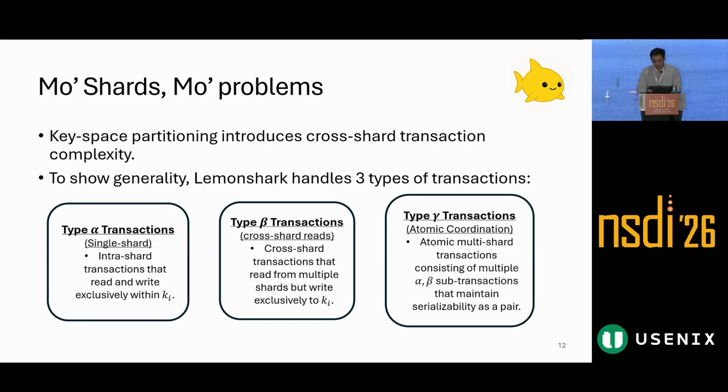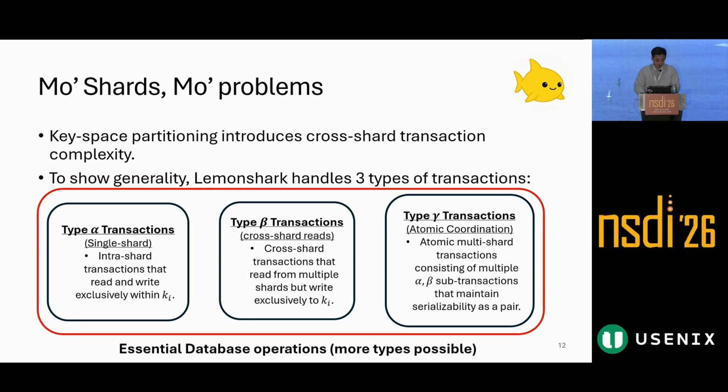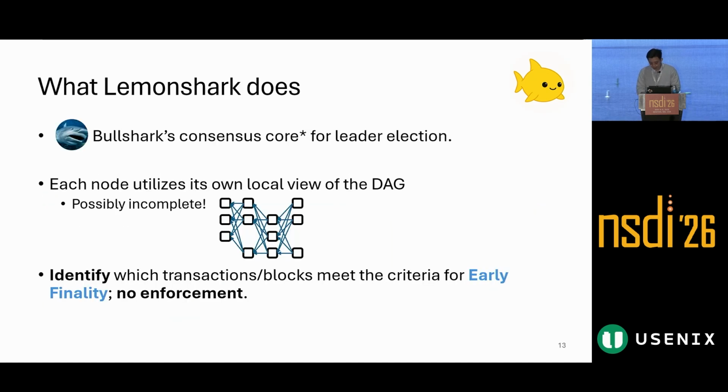So naturally, when you do key space sharding, it introduces complexities such as cross-shard transactions. To maintain generality, Lemonshark categorizes transactions into 3 types. Alpha for intra-shard transactions, beta for cross-shard reads but single-shard writes, and gamma for atomic multi-shard transactions that are serializable. We pick these 3 as they cover essential database operations. Other transaction types are possible, but outside of Lemonshark's current scope. In today's presentation, we'll go more in depth with type alpha transactions, while details for the rest can be found in the paper.